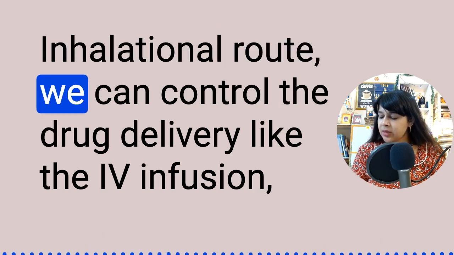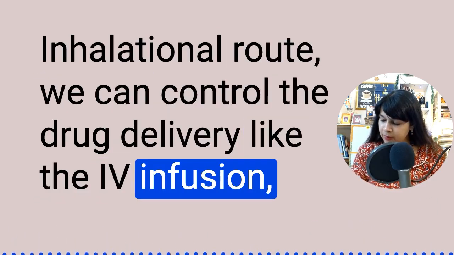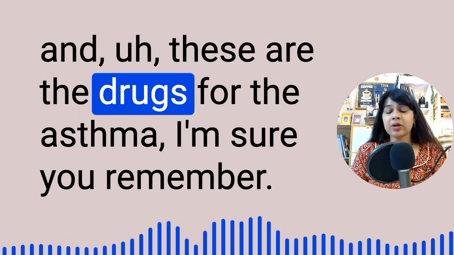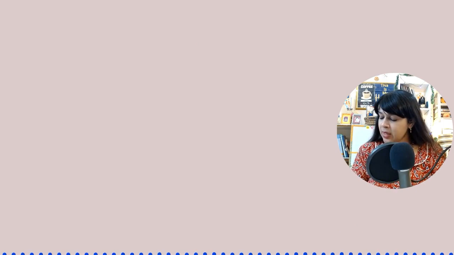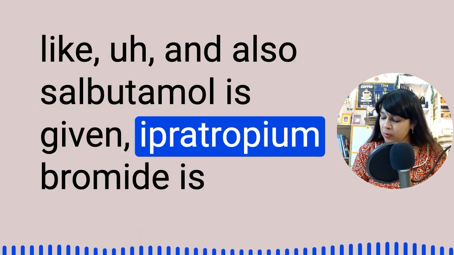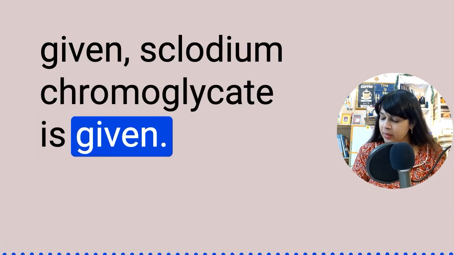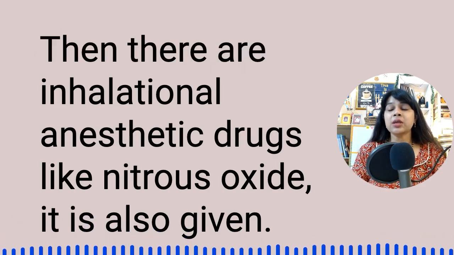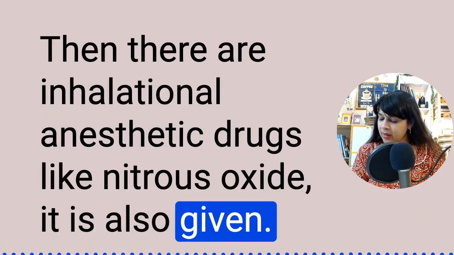Inhalational route, we can control the drug delivery like the IV infusion. And these are the drugs for asthma. I'm sure you remember inhalational corticosteroids. And also salbutamol is given, ipratropium bromide is given, sodium cromoglycate is given. Then there are inhalational anesthetic drugs like nitrous oxide, which is also given.